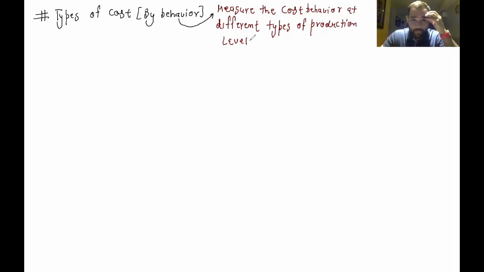Here we're going to study fixed cost and variable cost, because fixed cost and variable cost are also kinds of cost behavior. Variable cost behaves as per the level of activity, the level of production. But in fixed cost, cost remains unchanged. So the behavior of the cost is constant under fixed cost. Okay, so let's have a look. We have four different types of cost here.